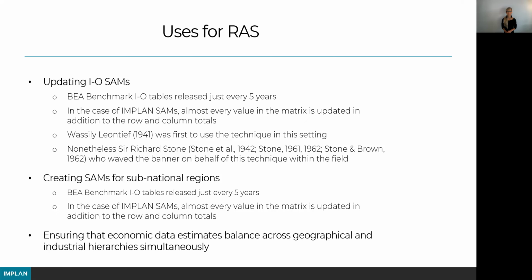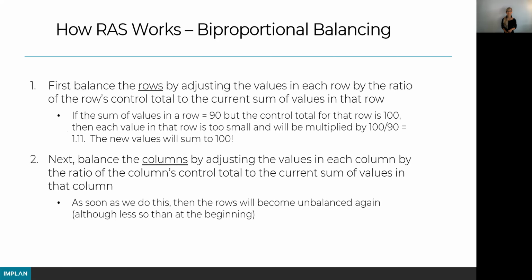And I mentioned that to you previously, and that's the example we'll do at the end. All right, so how does a RAS work? It is known as biproportional balancing, and it's an iterative process.